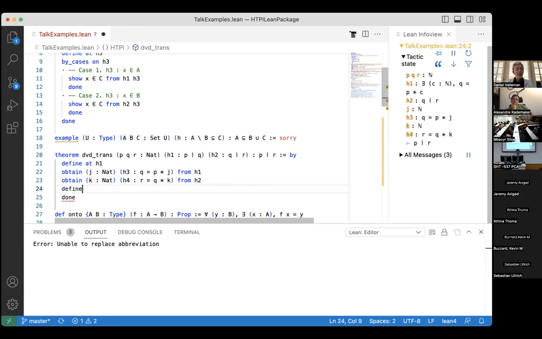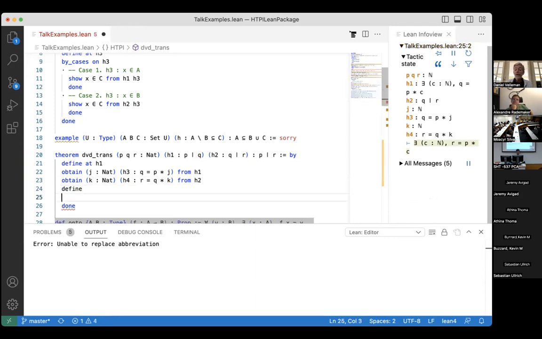And maybe I will define the goal. Define, if I don't say at, it applies to the goal. And so the goal means there exists a natural number C, so that R equals P times C. So I have to come up with a natural number now, so that R is equal to P times that natural number. Well, here I have R expressed in terms of Q, and I know what Q is expressed in terms of P. If I plug in the formula for Q given in H3, I plug that into H4, I'll have R expressed in terms of P. So there's a tactic for that. It's called rewrite.